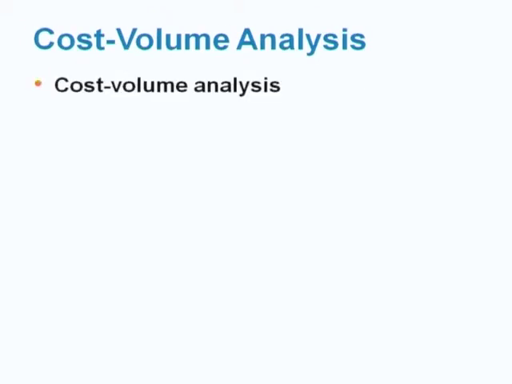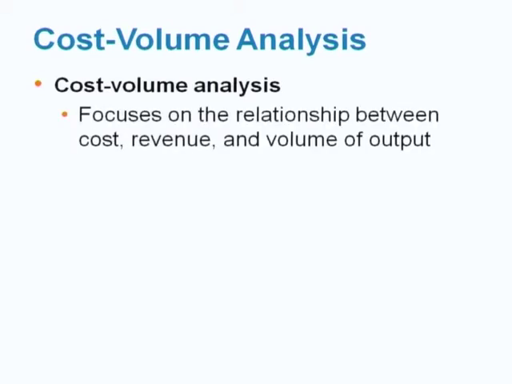And the next one, we go to the calculation part. For this part we go to the cost volume profit analysis, or sometimes we call it cost volume analysis. This is the calculation that we focus on in operations management. This technique focuses on the relationship between the cost, revenues, and volume of the output. The first thing that you have to notice is the fixed cost, or FC.